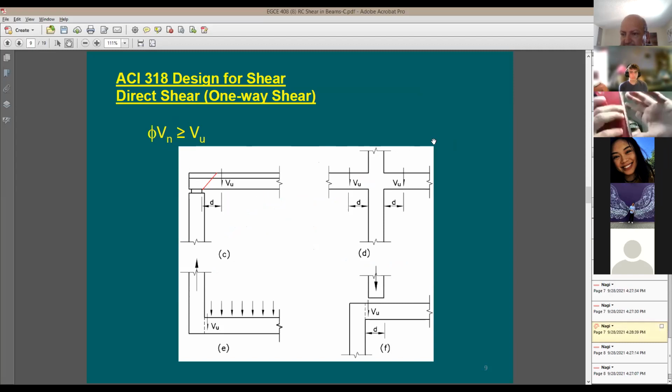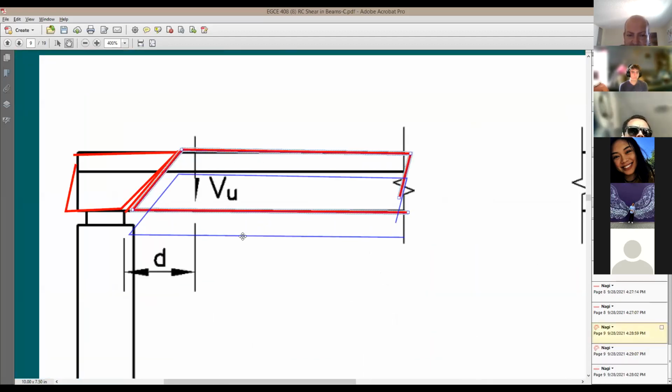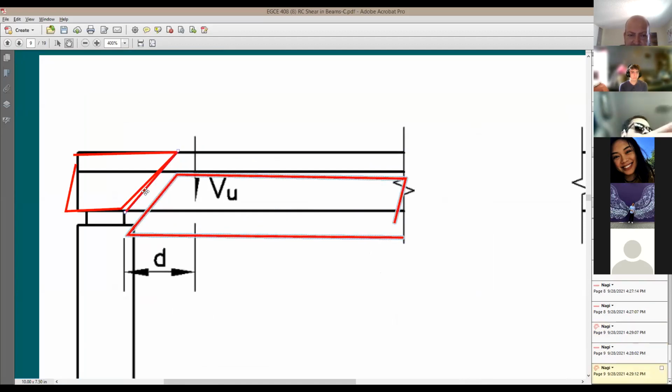Now let's look at what happens here. You're going to say, here's my beam before testing. And let's say this gives you the beam after testing. Now what's going to happen once you do the testing, shear failure is going to happen right at this surface. This piece is going to be coming down like this.